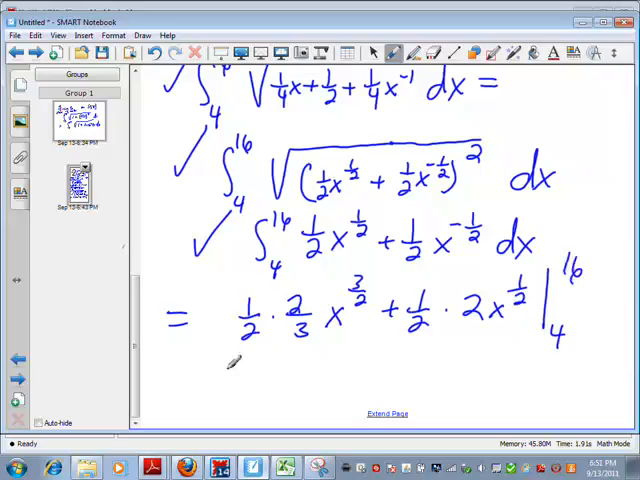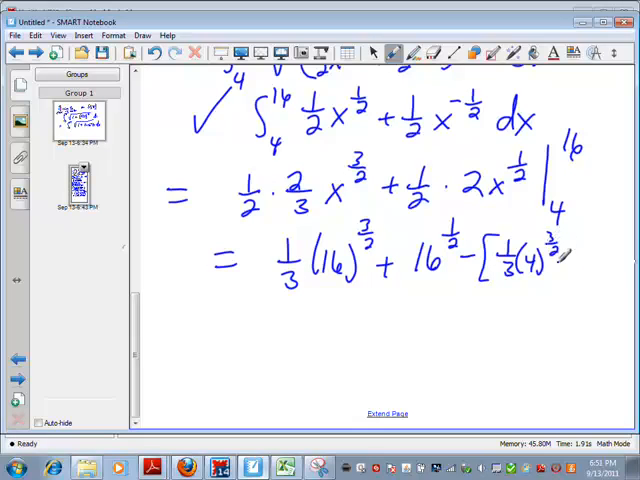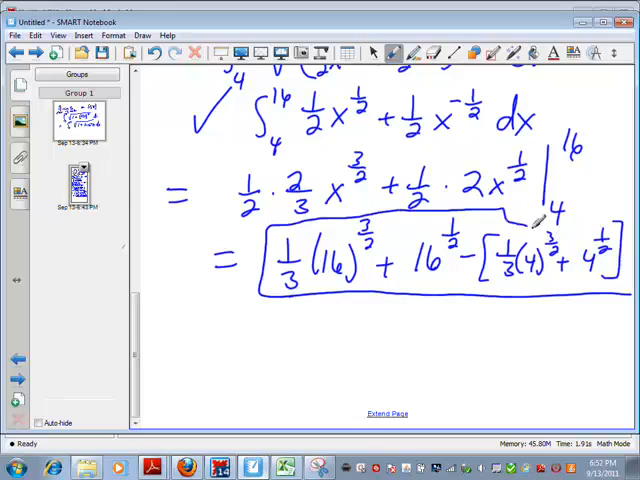I think this actually turns out to be a reasonable number. This is equal to 1/3 times 16 to the 3/2 plus 16 to the 1/2 minus 1/3 4 to the 3/2 plus 4 to the 1/2. So 64 over 3 plus 4 minus 2, whatever. Questions about arc length?